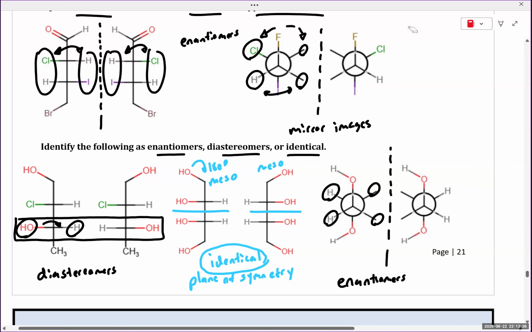Okay, so now we've classified these three compounds as diastereomers, identical compounds, or enantiomers. Be on the lookout for meso compounds. Sometimes they can be hidden or not drawn in a way that makes it obvious, but if you can draw a plane of symmetry, you're dealing with a meso compound. Okay, let's now keep going.